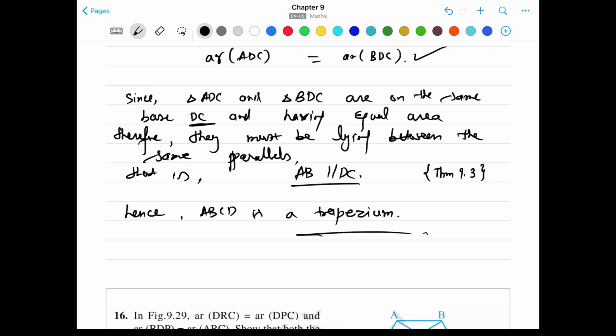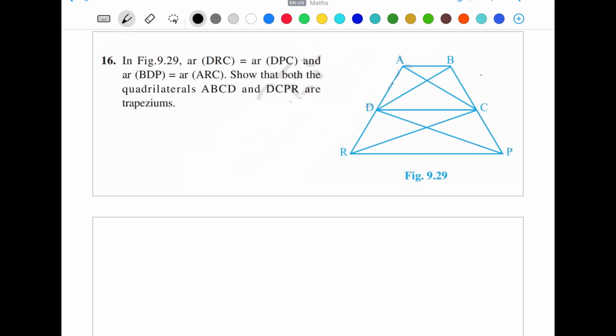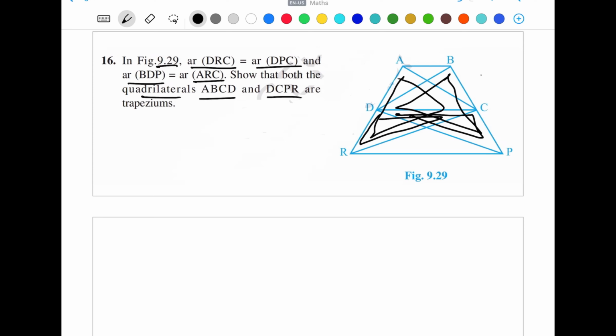Okay, now let's move to the next question. Question number 16 is: in figure 9.29, the area of triangle DRC is equal to the area of triangle DPC. And we are further given that the area of triangle BDP is equal to the area of triangle ARC. We have to prove that the quadrilaterals ABCD and DCPR are trapeziums.